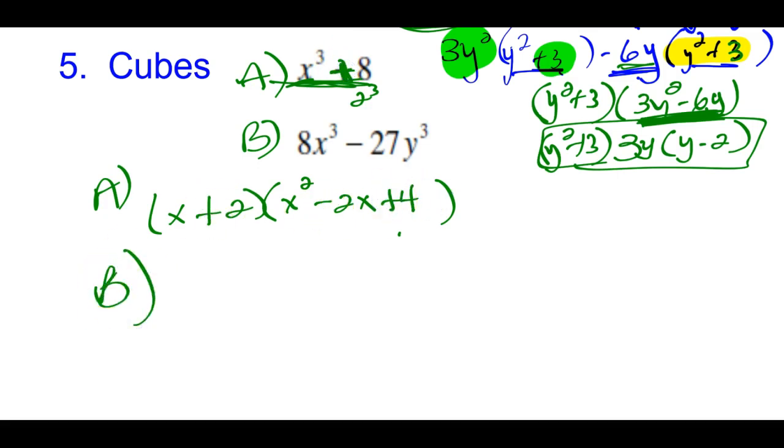For part B, I would try GCF first, but there is no GCF between 8 and 27. So again, I would think about what the bases are. What's being cubed? What can I put into this pink spot to get 8x cubed? And that pink spot, I believe, is 2x. And likewise, what can go into this spot and cube to give me the 27y cubed? So that blue base, what's being cubed, is what? 3 cubed is 27, 3 times 3 times 3, y.